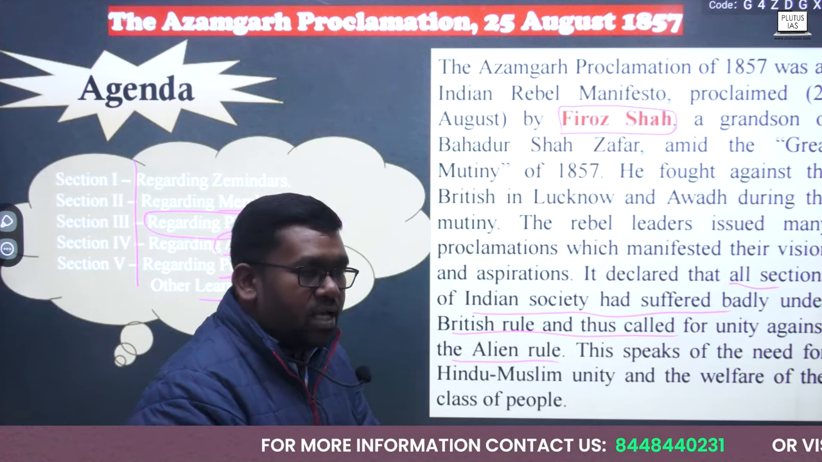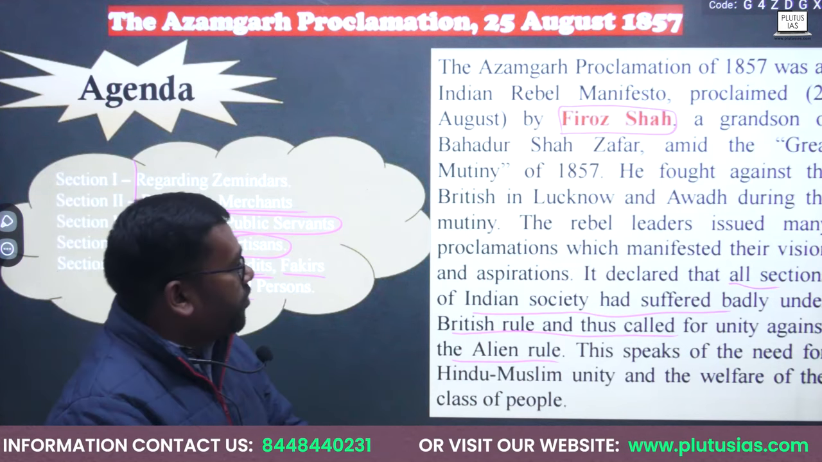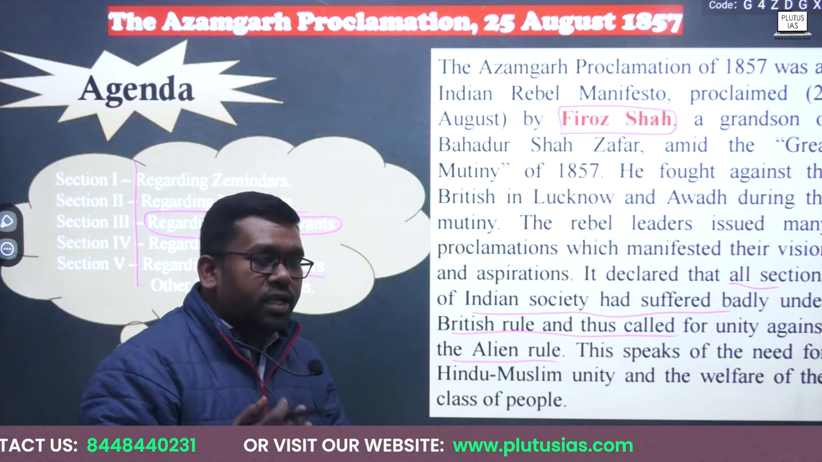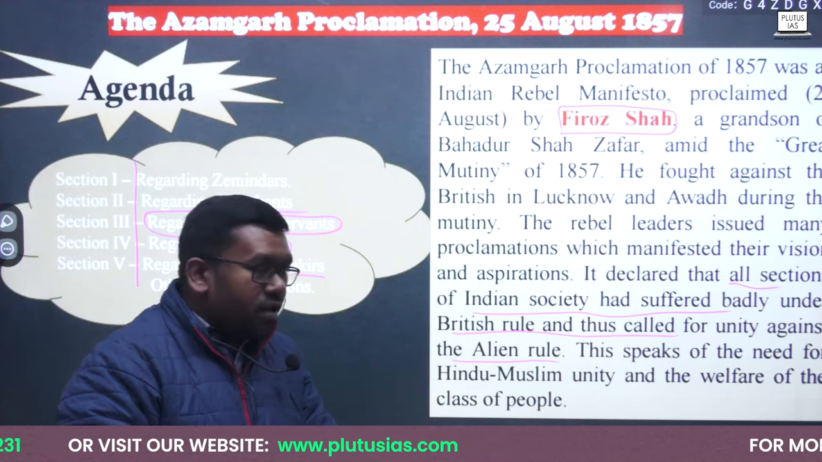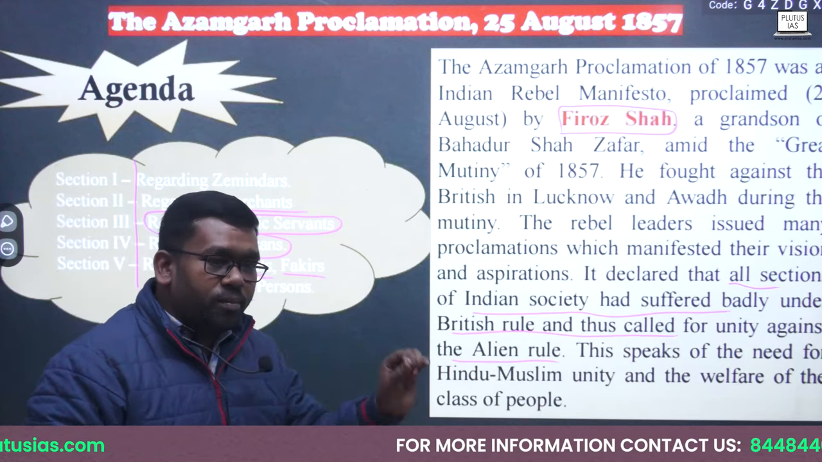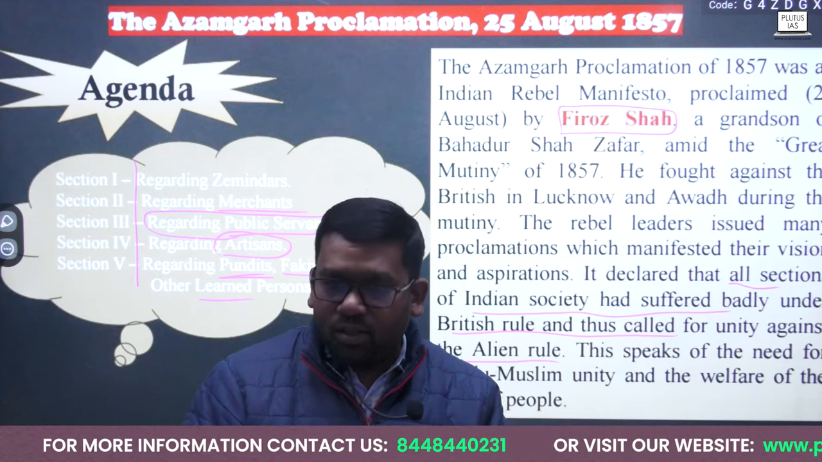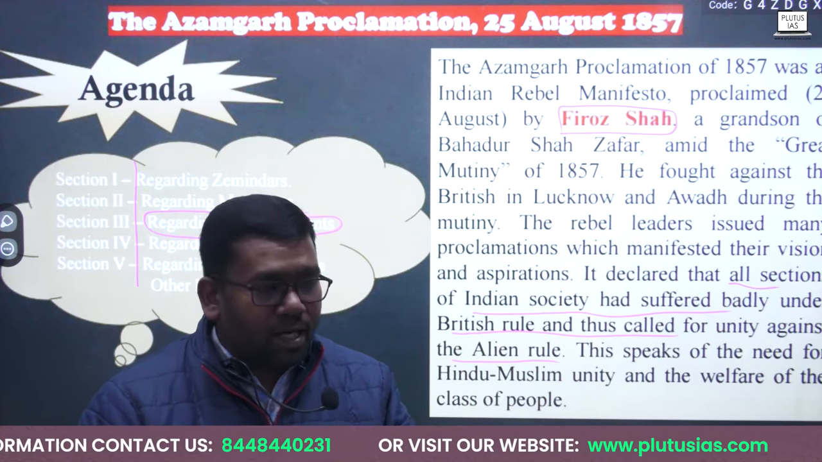So this question can be asked: when did it happen? 1857. The Azamgarh proclamation was issued by Firoz Shah, a grandson of Bahadur Shah Jafar. It was issued from Lucknow. These are the agenda. What was our main purpose? Hindu Muslim unity, and they were asking everyone to support the battle. So this is the way the battle was happening.